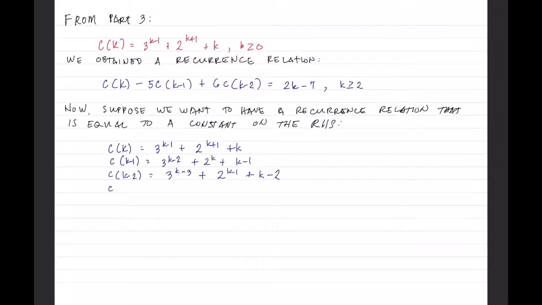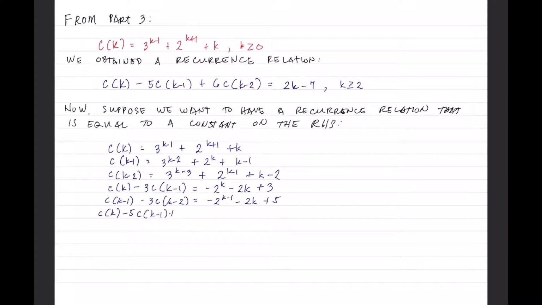Then we also have equation 4, which is c of k minus 3c of k minus 1 is equal to negative 2 raised to k minus 2k plus 3. So this is the first order recurrence relation. Then we have c of k minus 1 minus 3c of k minus 2 is equal to negative 2 raised to k minus 1 minus 2k plus 5. And then the second order recurrence relation, which is the answer in the reference book that we are using.